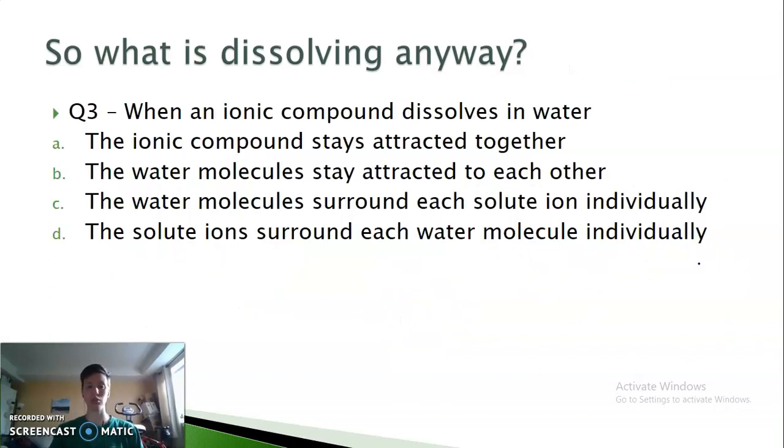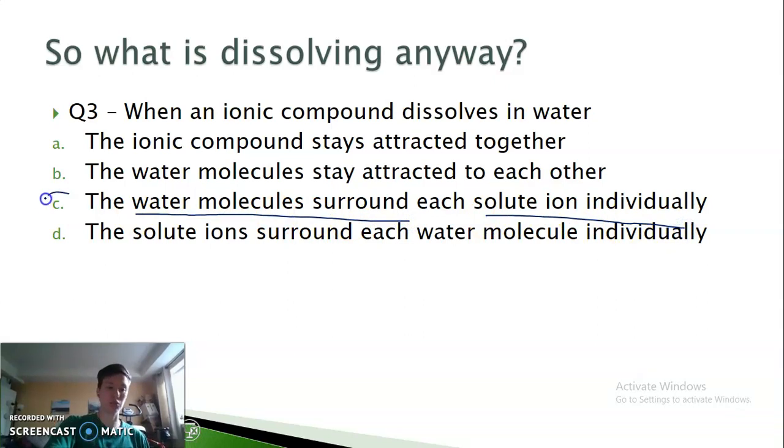So question 3, here's a little recap. Based on that picture we just saw, the water molecules are the ones that are surrounding each ion individually. So that's C. We know that the ionic compound actually breaks apart and the water molecules start to surround. And it's not D.